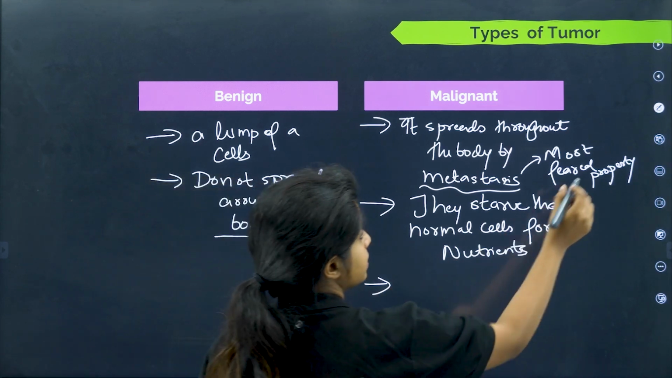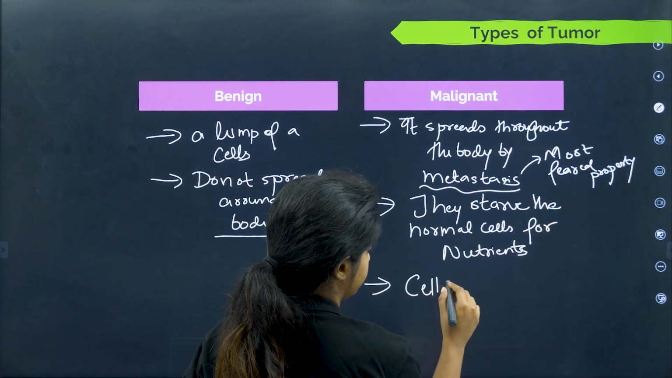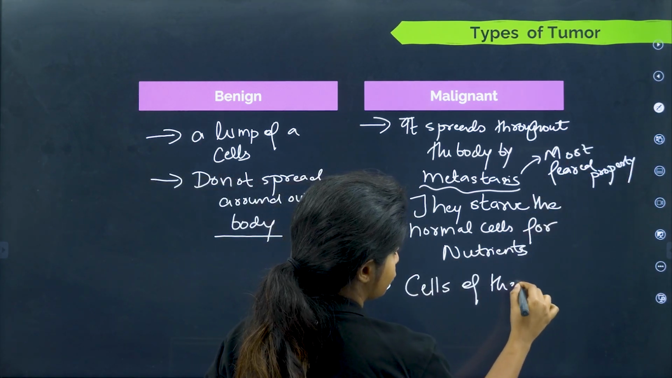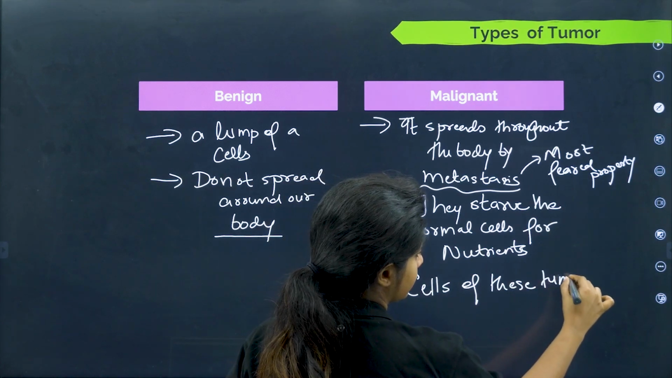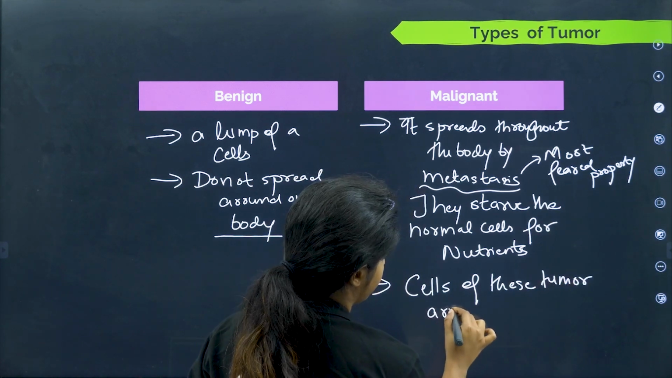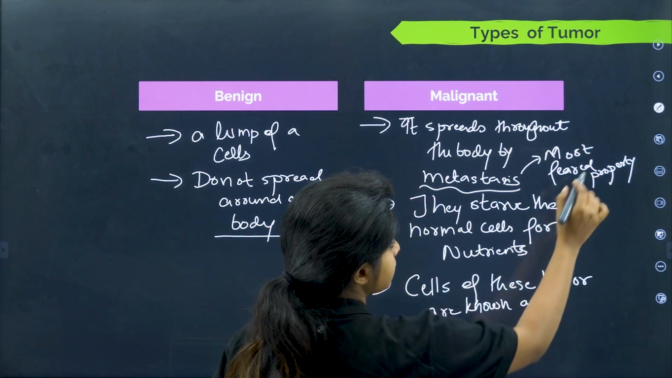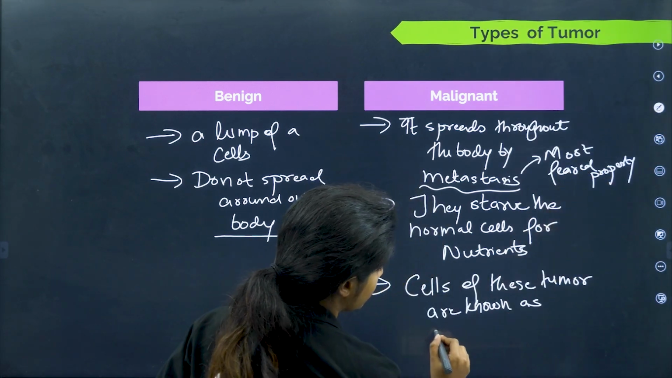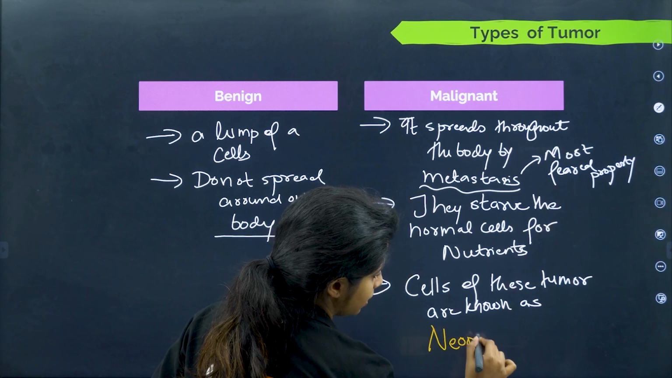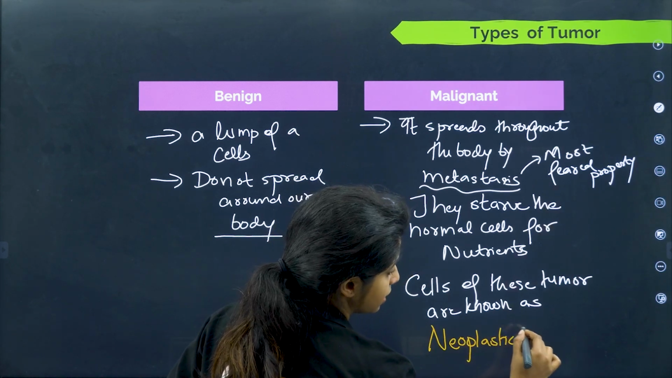Then the cells of these tumors are known as, children? Are known as neoplastic cells. Neoplastic cells.